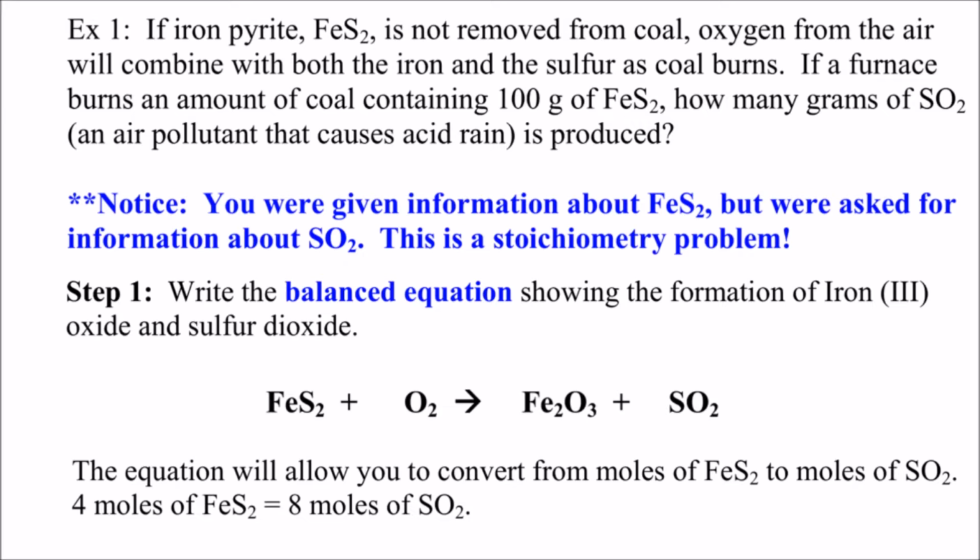Okay, well, let's notice that they gave me information about iron pyrite here, but then they asked me for information about sulfur dioxide. So that means that this must be a stoichiometry problem because I got information about one substance, but I was asked for information about a different substance. Okay, so step one, the very first thing we need to do is to balance our equation.